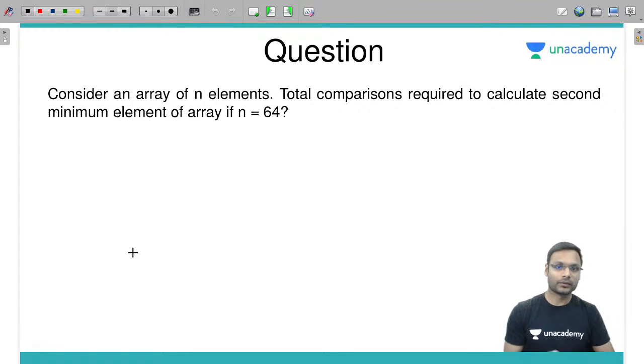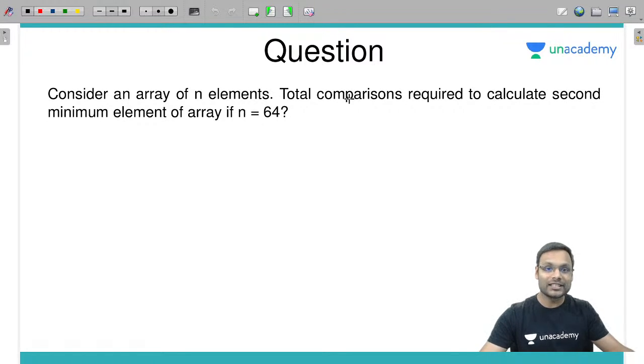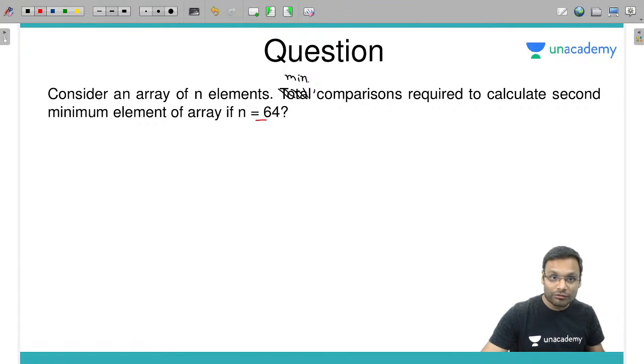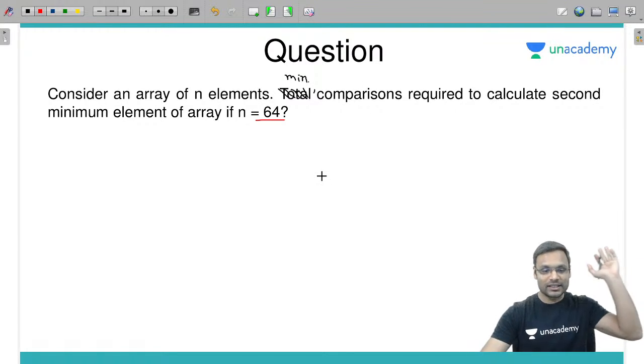Another question. Consider an array of n elements. Find total comparisons required to calculate second minimum element if n is equal to 64. I should write here minimum comparison instead of total. Minimum number of comparisons required to find out second minimum of this particular array of 64 elements is what? This also we discussed in the class.